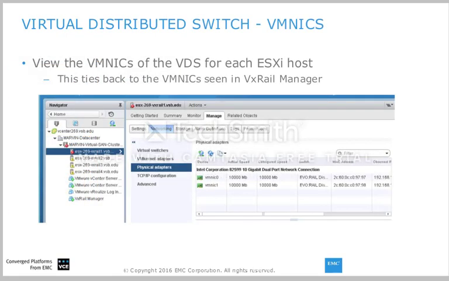Besides viewing the NIC from VxRail, you can also view it in vSphere. From the vSphere web client, navigate to Host and Clusters, then select the network and physical adapter. Here you can see the MAC address for the physical adapter.